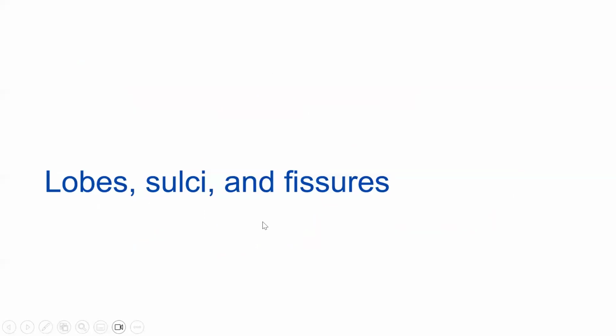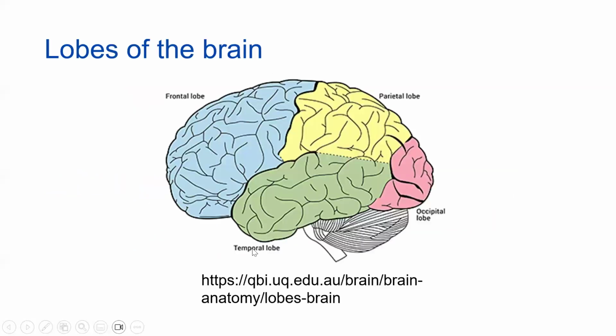Now we'll get into lobes, sulci, and fissures. We have four lobes of the brain: frontal, parietal, occipital, and temporal. And although here these lobes are colored in for us, I'll show us how to identify each of these lobes and what the landmarks are that allow us to know where the frontal lobe ends and where parietal starts, for example.